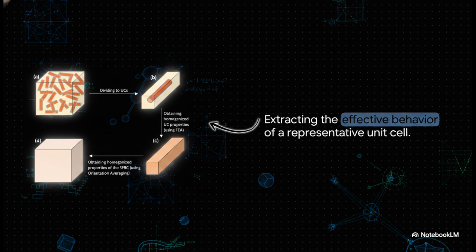By running those simple tests on our single fiber model, we extract its exact elastic properties, its stiffness matrix. We now have a perfectly characterized mathematical building block. We know exactly how this single fiber, encased in its little block of matrix, will behave under any type of stress.